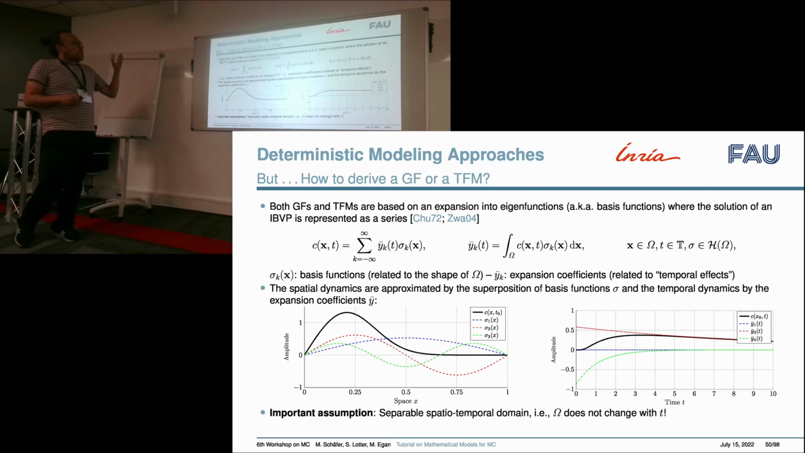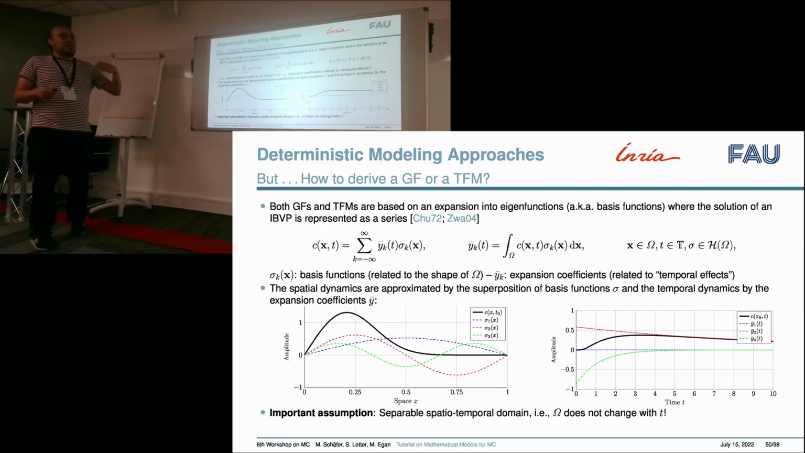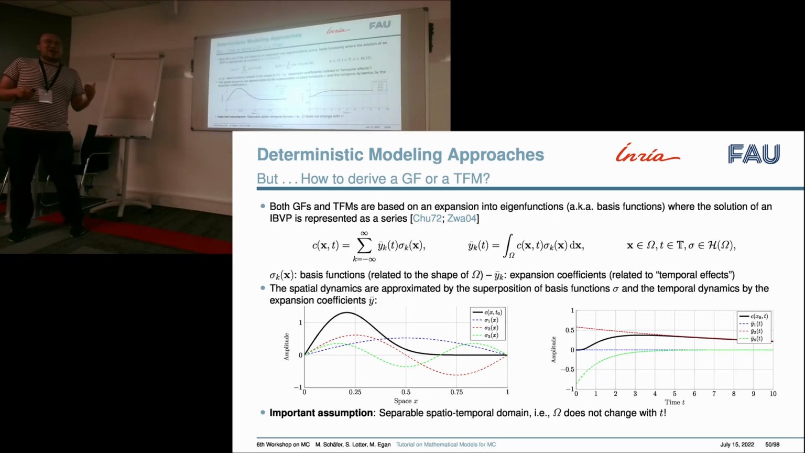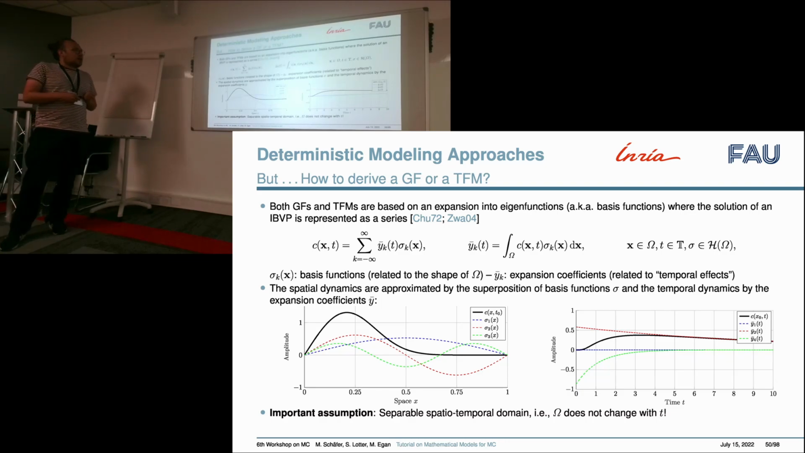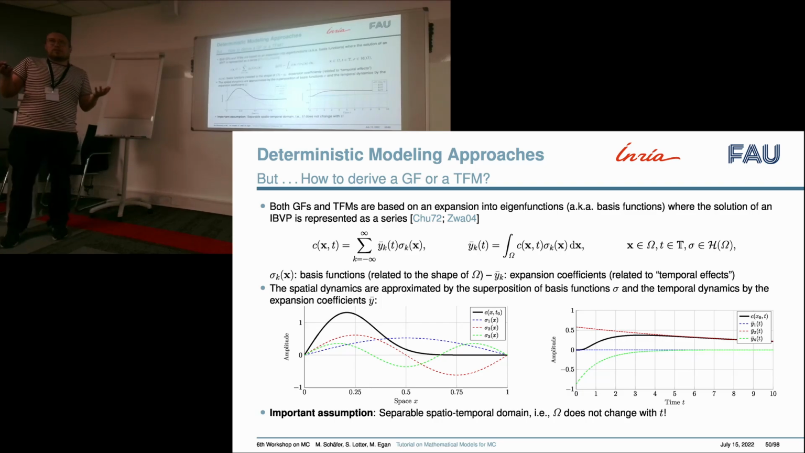So both of these modeling approaches are based on something called an expansion into eigenfunctions. So I shortly want to explain what this means. We can approximate a function, here the concentration for example, by the infinite sum of basis functions depending on space, weighted with some expansion coefficients. We have known this for a long time from the Fourier series expansion.